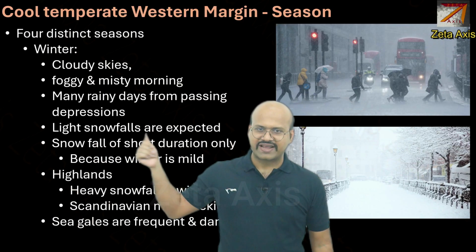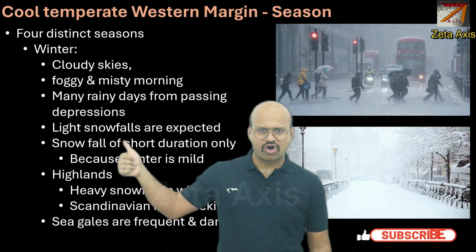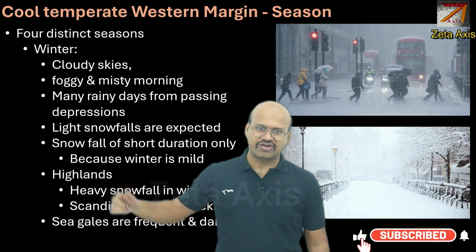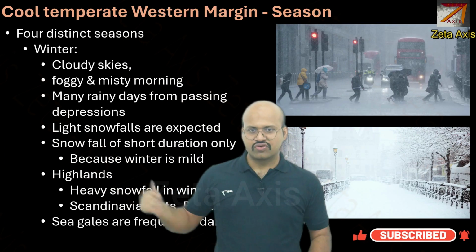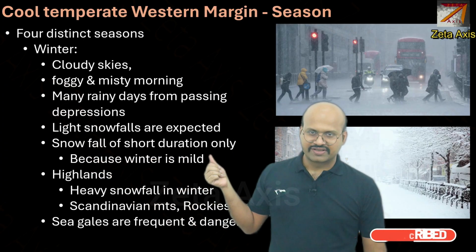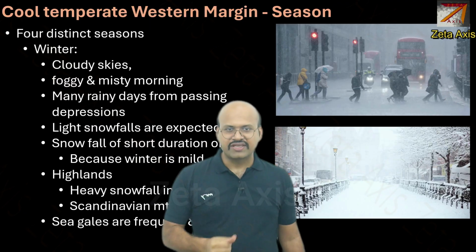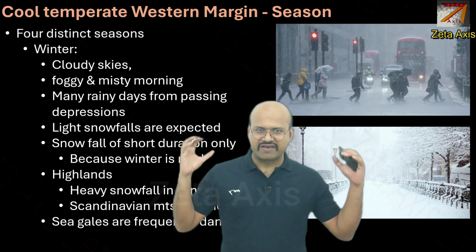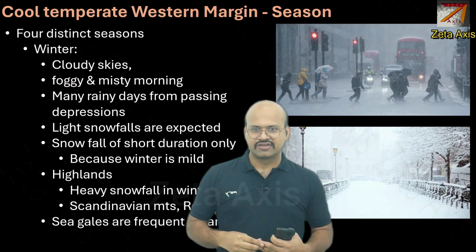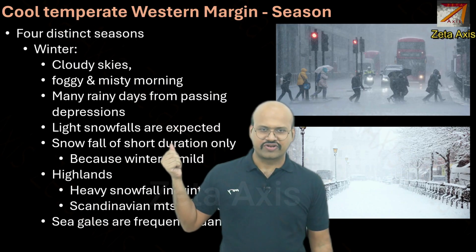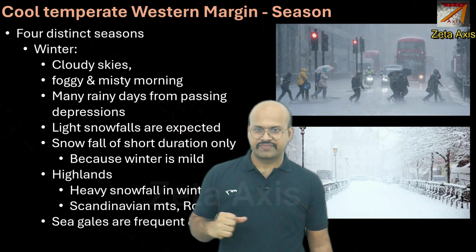Light snowfalls are expected. So snowfalls are also common, but they are lighter. It does not occur in very huge amounts. Snowfall of short duration only occurs. The reason is that the winter is overall milder. The temperature is not very much below freezing point to cause very heavy snowing continuously for days. And therefore the snowfall is only for short duration and in lighter quantity.